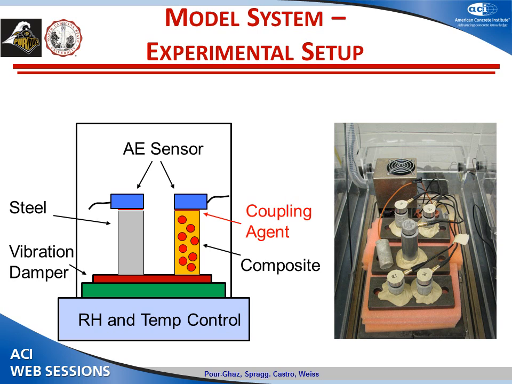As a control, we have a piece of aluminum with coupling agent and a sensor on top of that, and a very complex fixture made of pieces of steel, a rubber mat, and foam just to damp the vibration. It is encapsulated inside a temperature and relative humidity control chamber. And we have a thermocouple inside another piece of sample just to measure the temperature inside the specimen.